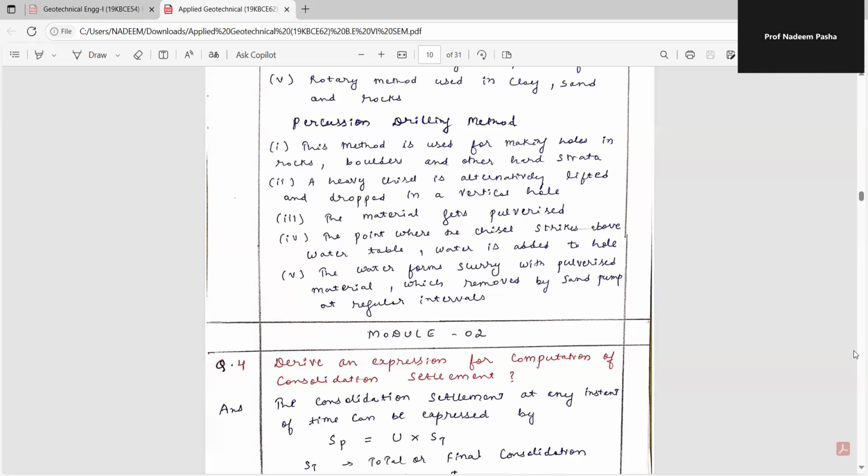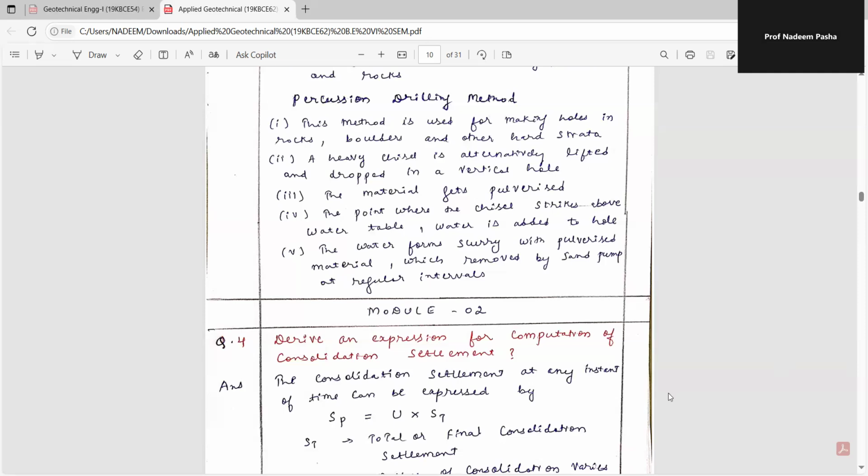Derive an expression for computation of consolidation settlement. So the next question is how to derive the equation for consolidation settlement. The consolidation settlement at any time instant can be expressed by St equal to U into Sc, where Sc equal to the total or final consolidation settlement, and U is the degree of consolidation varying from 0 to 100%.